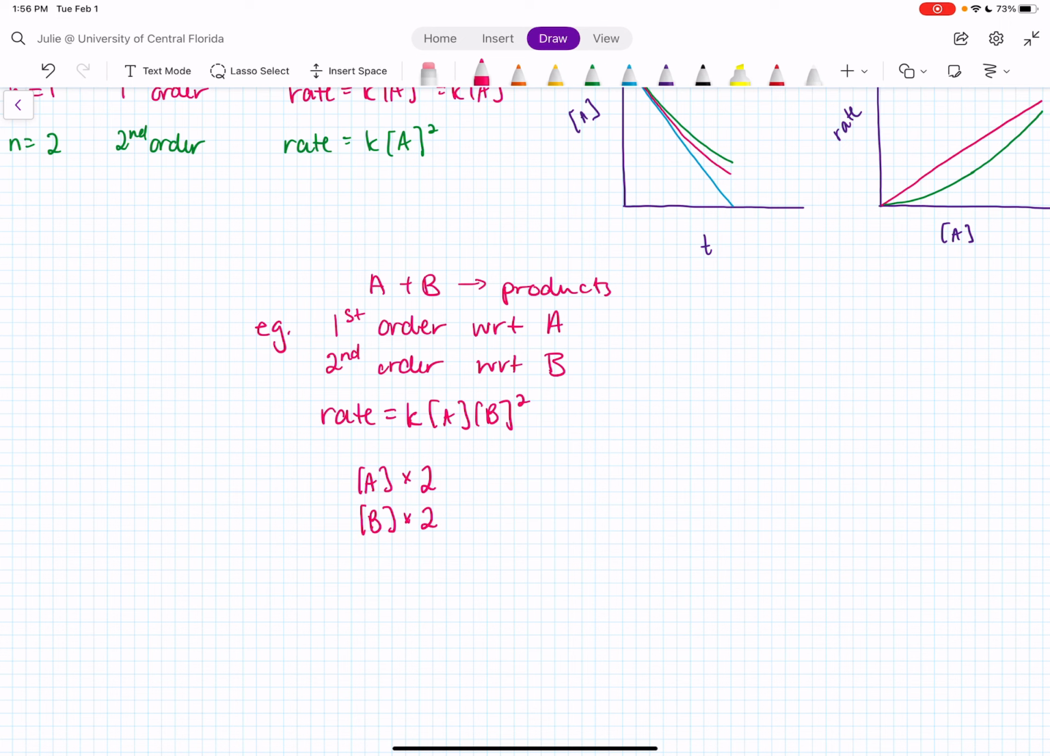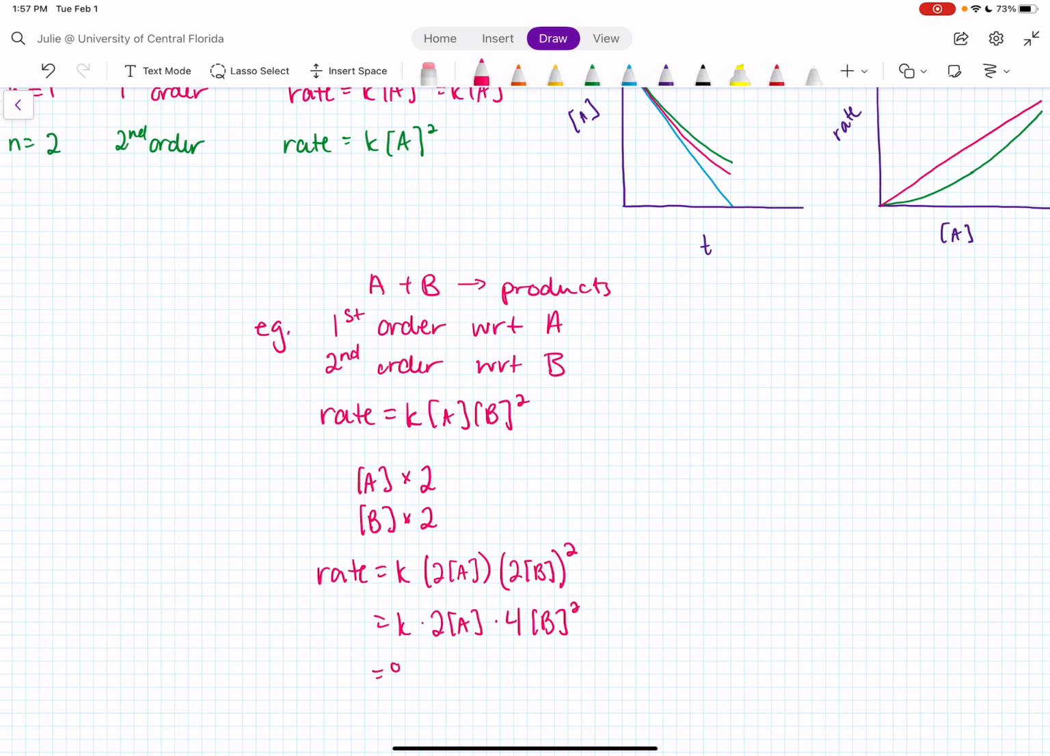Well, let me plug the coefficients in. And you can stop the video here and try to do this on your own before you watch this part. If I double the concentration of A, I'm going to get 2 times A. If I double the concentration of B, I'm going to get 2 times B squared. Right? Okay, so that's K times 2 times the concentration of A times 2 squared is 4 times the concentration of B squared.